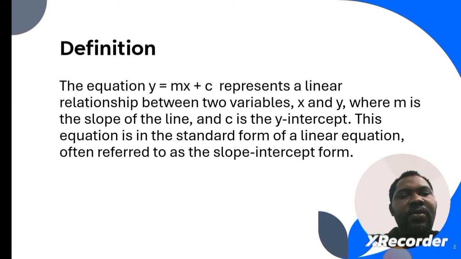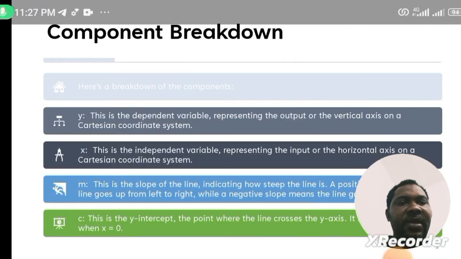The equation y equal to mx plus c represents a linear relationship between two variables x and y, where m is the slope of the line and c is the y-intercept. This equation is the standard form of a linear equation, often referred to as slope-intercept form. I would like to give a brief explanation here.